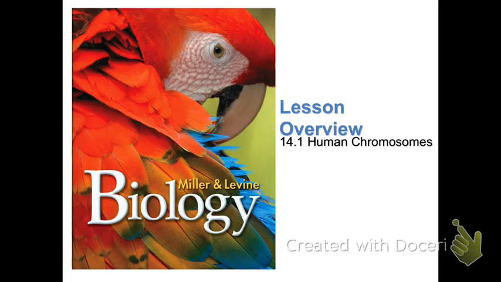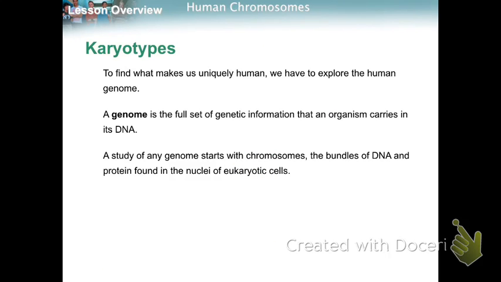Chapter 14 starts out phasing us into human genetics from general genetics. First thing we need to talk about is the human genome. A genome is all of the genetic information that an organism carries. So there's a fruit fly genome, there's a dog genome, there's a human genome, there's a maple tree genome.